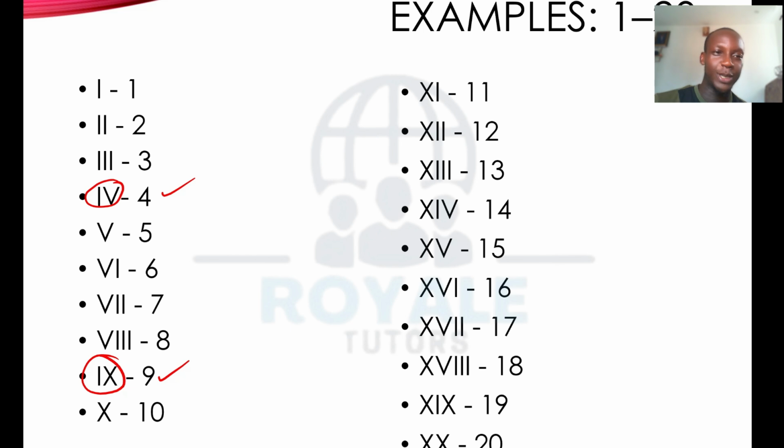Moving on like that, XI, that's 10 plus 1, 11. XII, 10 plus 1 plus 1, that's 12. XIII, 10 plus 1 plus 1 plus 1, that's 13. And moving on straight up to 20, which is XX, that's 10 plus 10, which will give us what? 20. Absolutely good.